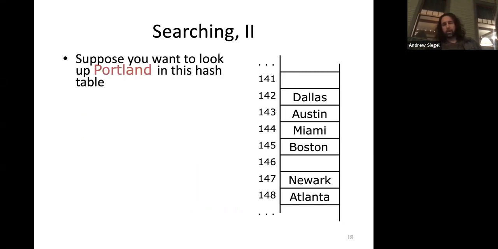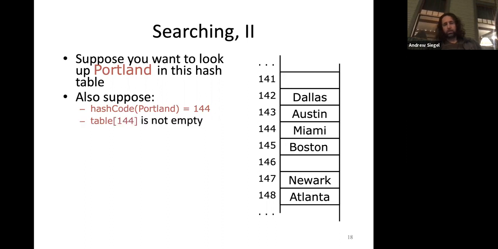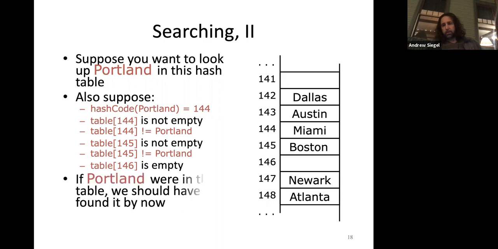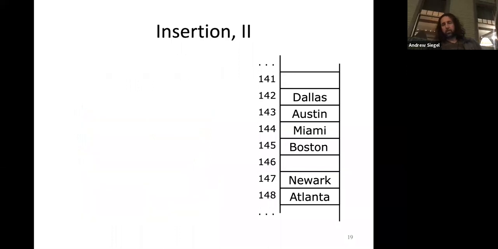Now I think you probably see some shortcomings with this, but it depends on what you want to do. Let's take another example. Suppose you want to look up Portland in the hash table, and suppose that Portland hashes to 144. Table 144 is not empty, but it's also not equal to Portland. 145 is not empty, it's not equal. The next one is empty, and if Portland were in the table, we should have found it by now. Therefore, Portland is not there.